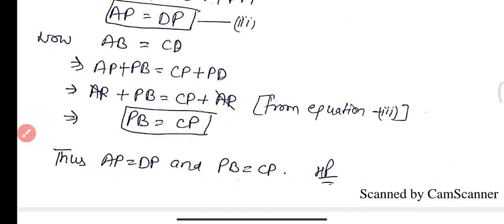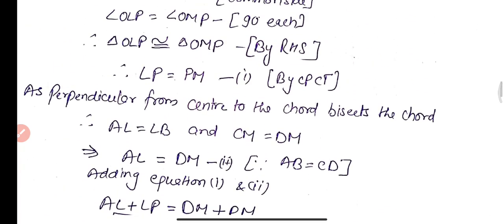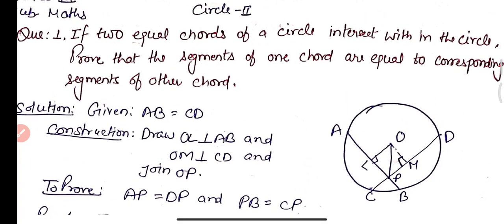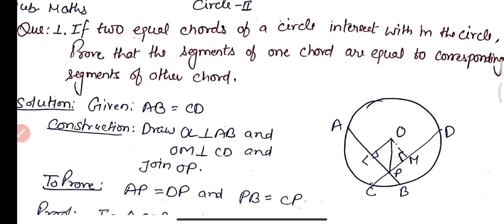So these two parts that we had to prove, we have already proved, that AP equals DP and PB equals CP. Thus we can say that if two chords of a circle intersect within the circle, then the segments of one chord are equal to the corresponding segments of the other chord.